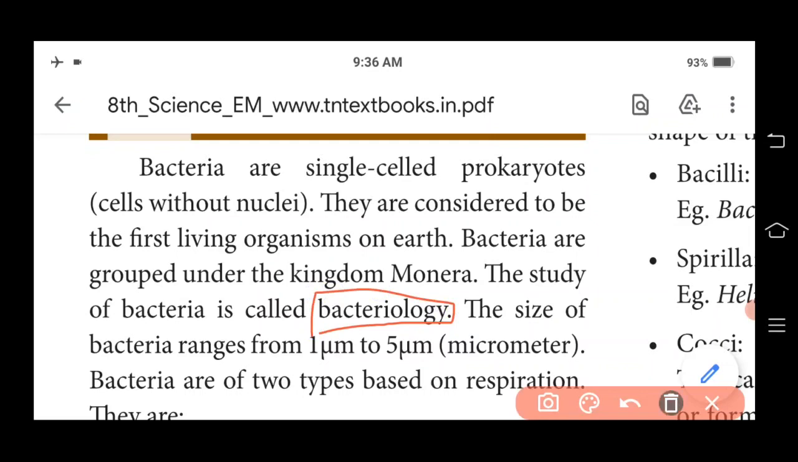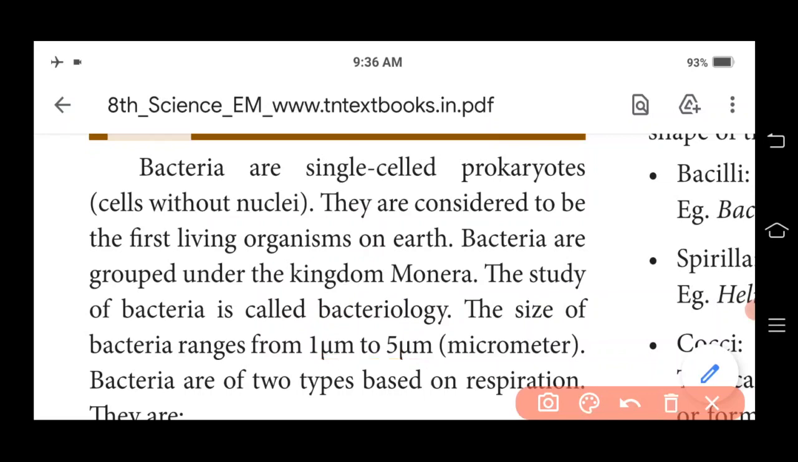The size of bacteria ranges from 1 micrometer. So the first one is micro, meter. So 1 micrometer to 5 micrometer. The size of the bacteria ranges from 1 micrometer to 5 micrometer.